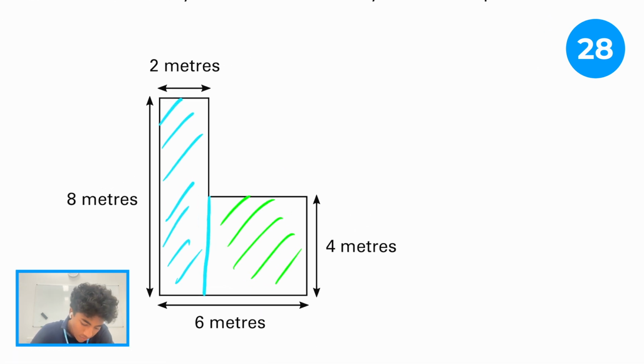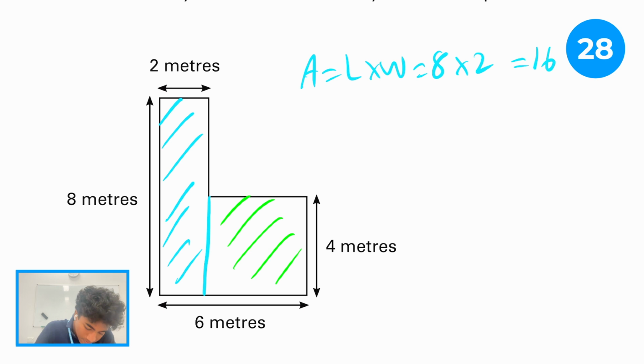So let's look at the blue rectangle first. The blue rectangle, remember area is length times width. The blue rectangle has a length of 8 and a width of 2. So it's 16 meters squared. Area of the green one is length times width.